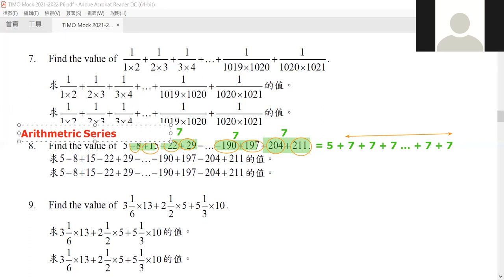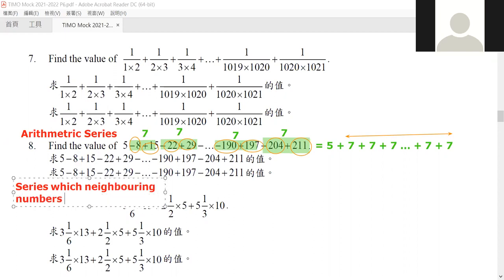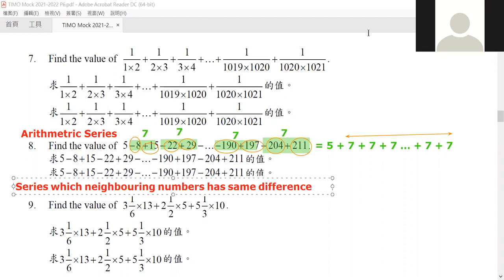Now, what is an arithmetic series? An arithmetic series is a series in which neighboring numbers have the same difference. So you can see very clearly in here, for 8 and 15, their difference is 7. 22 and 29, their difference is 7, and so on. But also 15 and 22, their difference is also 7. So except the first term, all other terms are actually within an arithmetic series.